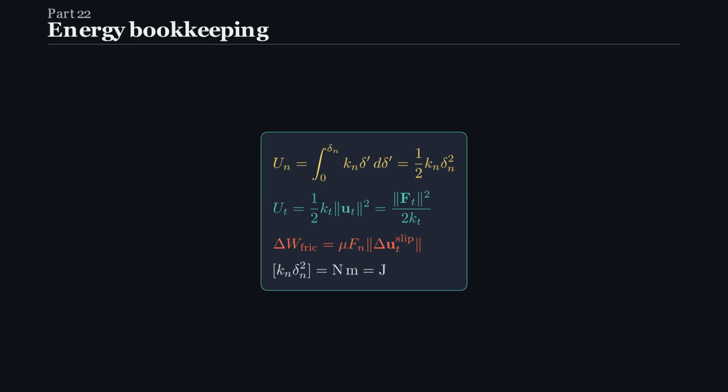The normal spring stores 1/2 kn delta n squared. During sticking, the tangential spring stores 1/2 kt times the squared tangential displacement. During sliding, Coulomb friction dissipates work. These are linear spring energy expressions, not Hertzian contact energy.